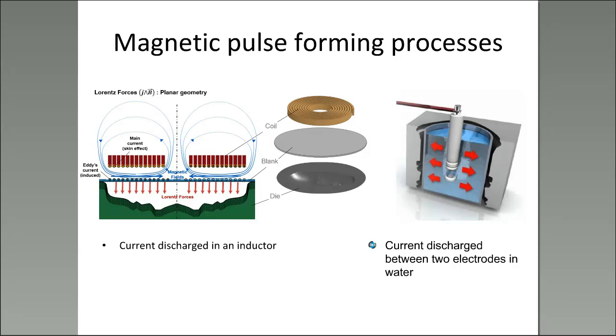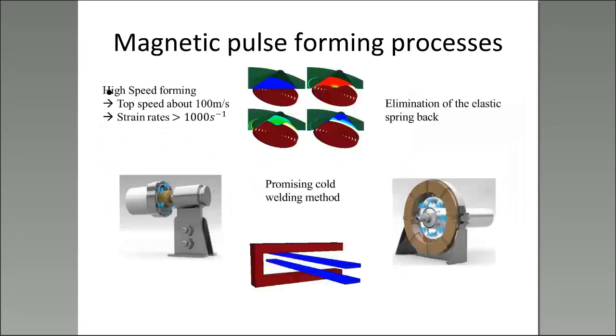Those processes are also used in other kinds of applications. It's with water. When you discharge current between two electrodes in the water, you can also get very strong dynamic solicitations, which can also enable you to form some parts which would not be formable by classical methods.